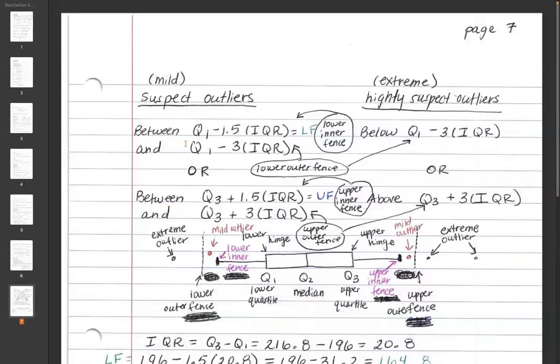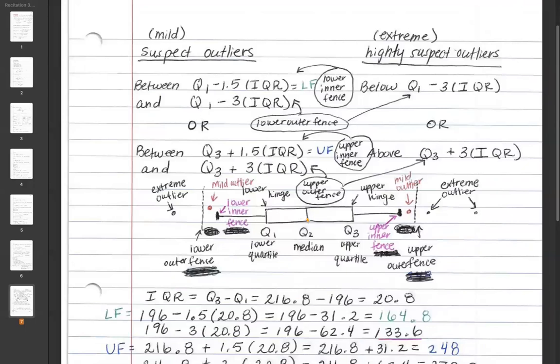Okay, so if we have mild outliers, then that means it's going to be between the lower inner fence and the lower outer fence, or between the upper inner fence and the upper outer fence. And if we have extreme outliers, then it could either be below the lower outer fence or above the upper outer fence. I know there's a lot going on, and I'll try to break it down, but I also have a neater version down here.